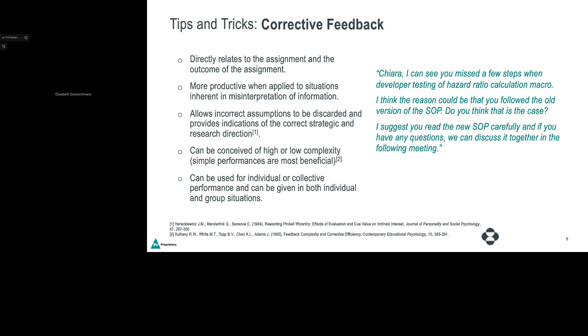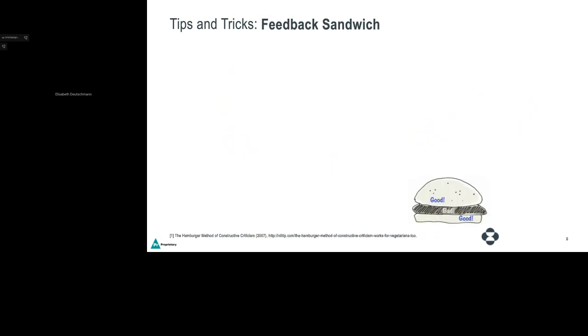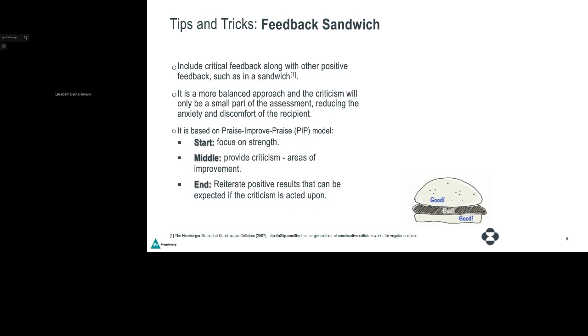The next tip and trick is the feedback sandwich. It includes the critical feedback along with other positive feedback, such as in a sandwich. So it is a more balanced approach. The criticism will really only be quite a small part of the assessment. So it will reduce the anxiety and the discomfort of the person who is receiving the feedback.